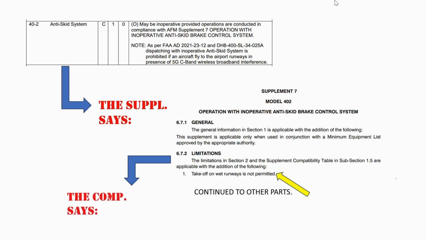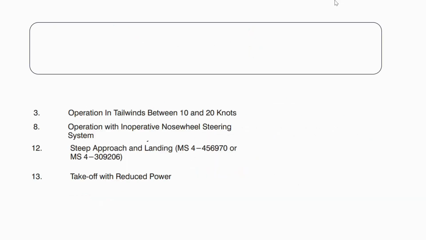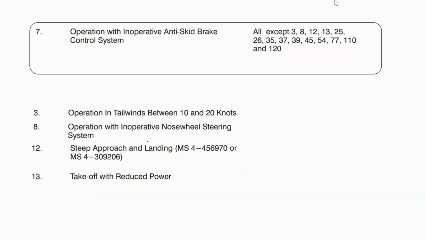The next thing we look at is the compatibility. In the compatibility, the number 7 there is supplement 7. It says operation with inoperative anti-skid brake control system. This is compatible with all other supplements except the supplements that are listed: 3, 8, 12, 13, 25, 26, 35, 37, 39, 45, 54, 77, 110, and 120. If you have those conditions, it means that it's not compatible. I've put them down sequentially for you.